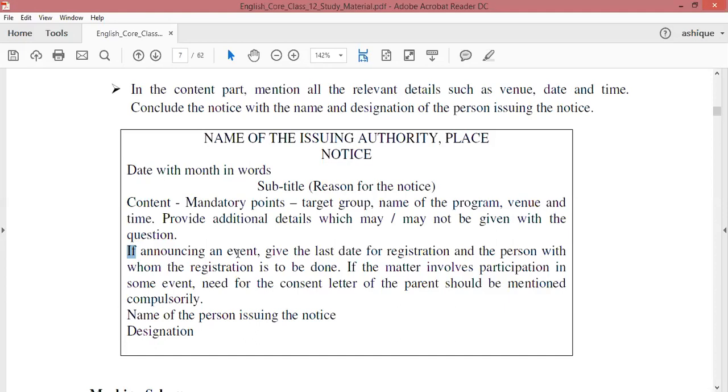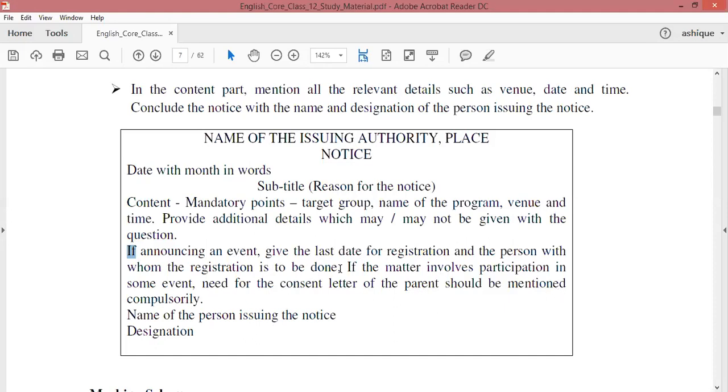If announcing an event, give the last date of registration and the person with whom the registration is to be done. So that you must share, students. Suppose your school is going to organize an annual function. For that, you're giving a notice: last date of registration, participation of students, where to be registered, with whom the registration is to be done. If the matter involves participation in some events, the need for a consent letter from the parents should be mentioned compulsorily.